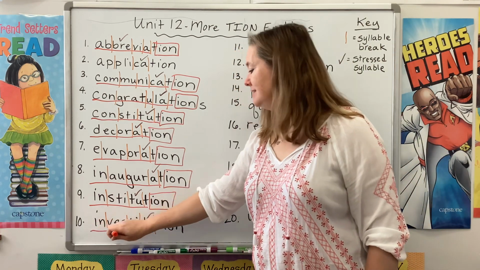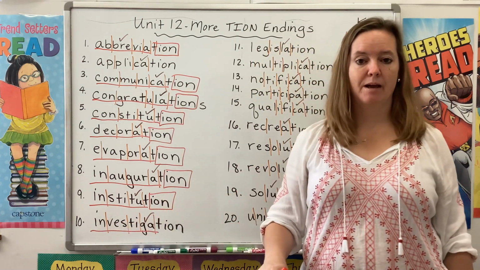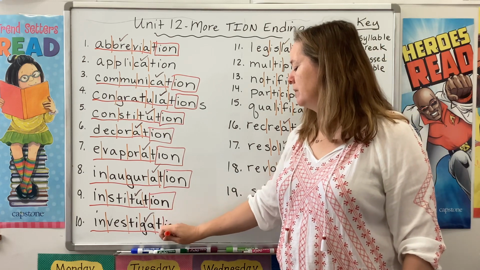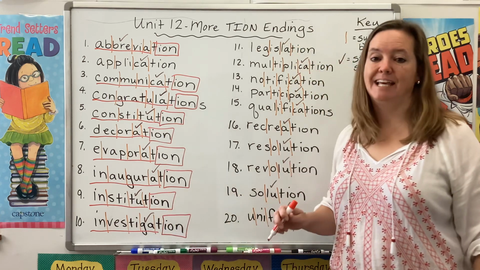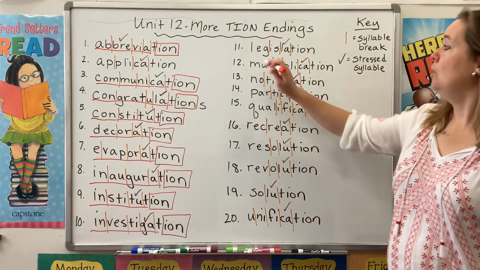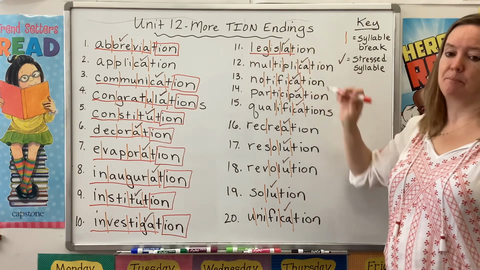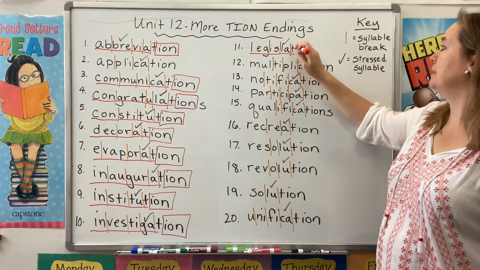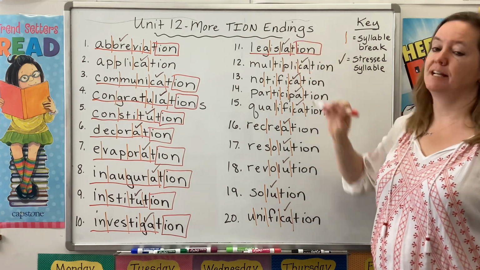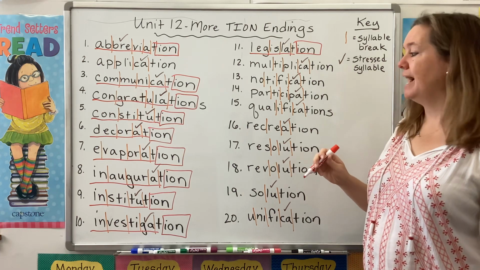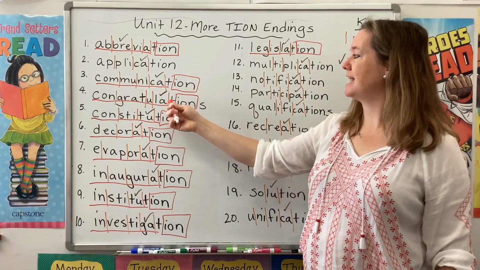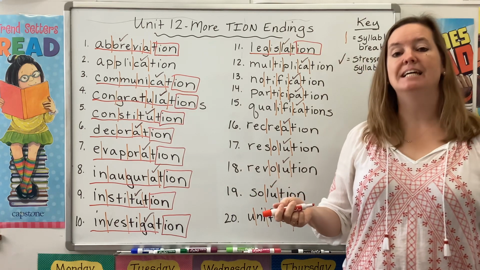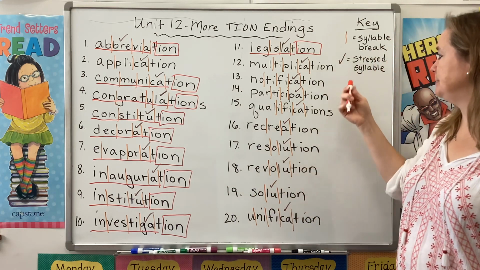When you investigate something, right? You look at the clues, you try to figure out what's going on. You are starting an investigation. When you legislate something, which means you make laws, you are creating legislation. Okay? Again, all of these words ended with the T sound. We dropped the silent E, we added ION.